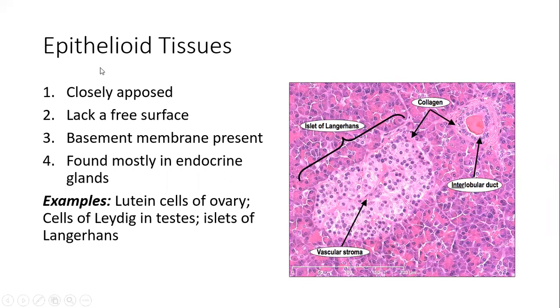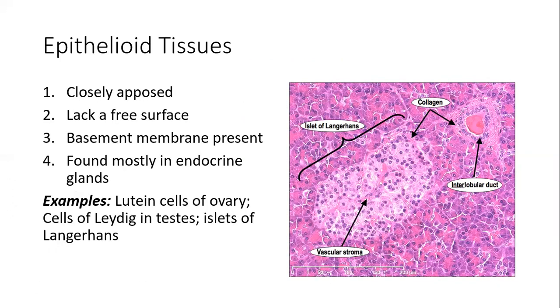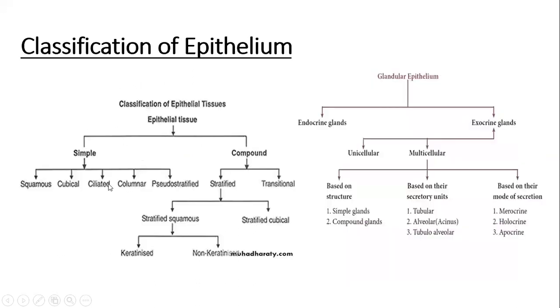You can see that the epithelioid tissues have closely opposed cells, just like epithelium, but they lack a free surface. Why do they lack a free surface? Because they are present in the form of a cluster or group, rather than arranged in proper layers, either single or multiple. A basement membrane is present in epithelioid tissues, and such types of tissues are found mostly in association with the endocrine glands.